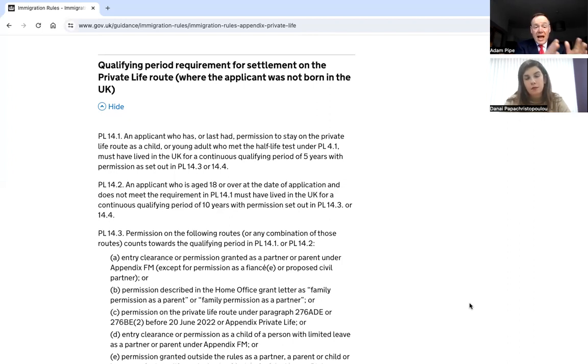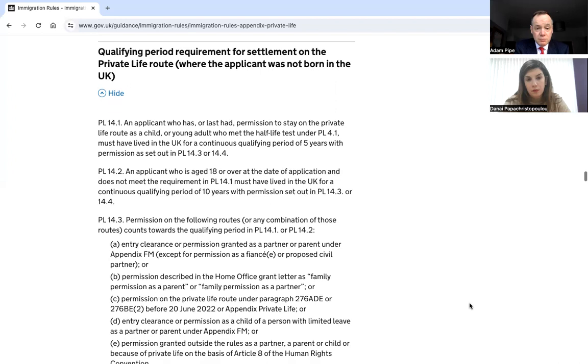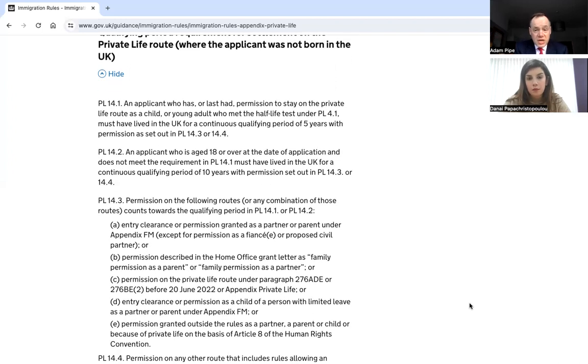So somebody who has or last had permission on the private life route as a child or young adult can settle after 5 years, and they can combine leave as set out in 14.3 or 14.4. But I'm sure Danai will come back to the important point that they must have or last have had leave under the private life route, which is an anomaly of the rules. An applicant who is aged 18 or over at the date of application and does not meet the requirement in PL 14.1 must have lived in the UK for a continuous qualifying period of 10 years with permission set out in 14.3 or 14.4.